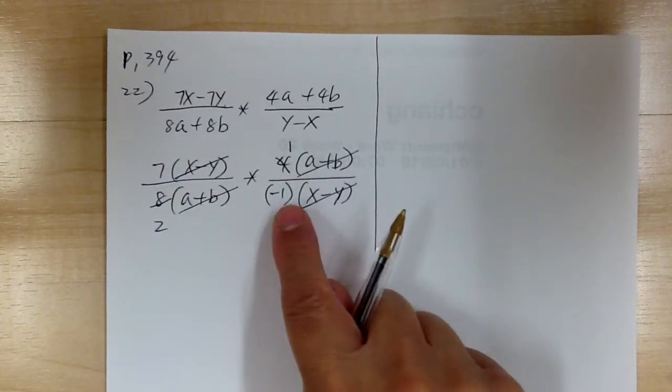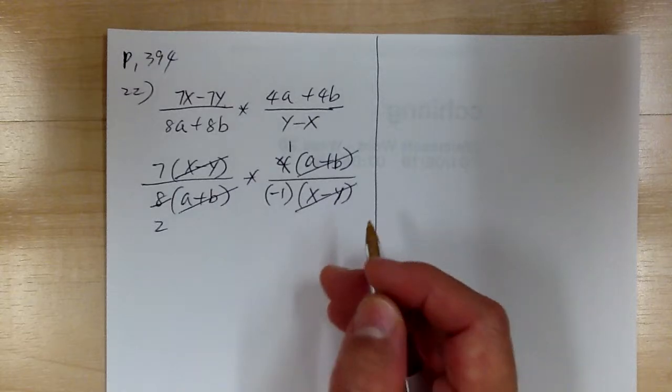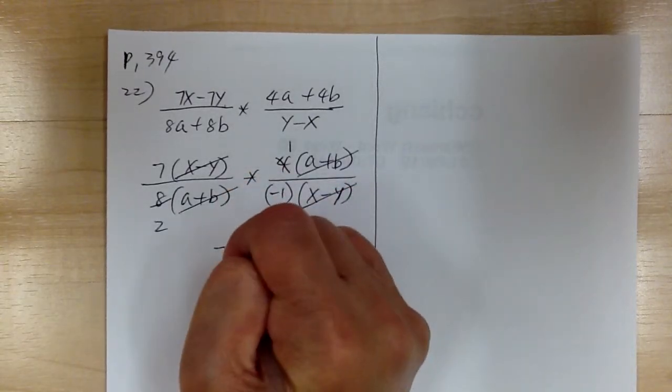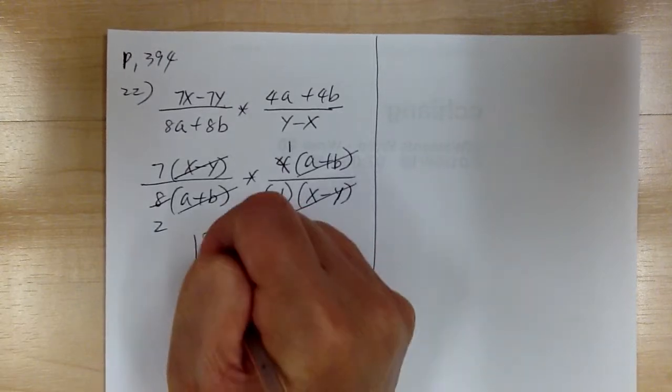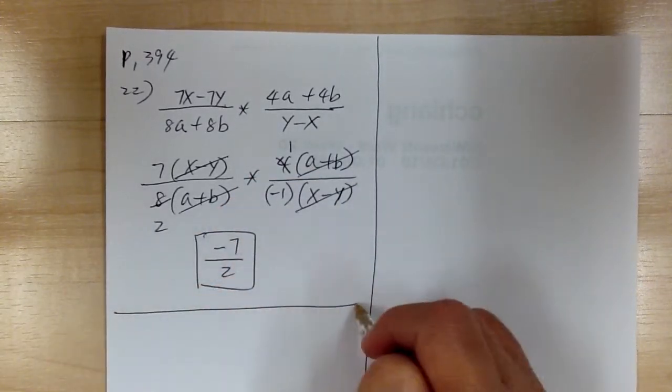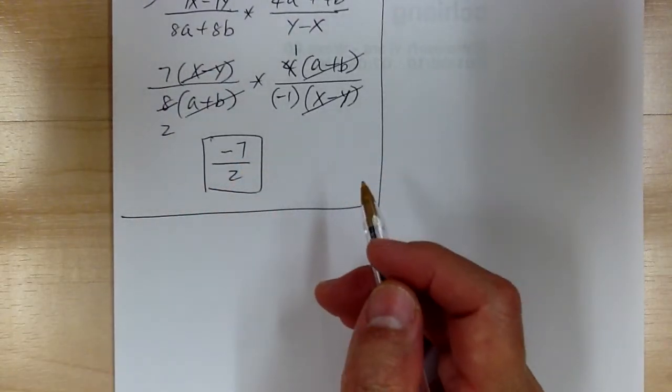Now when you have a negative, the negative can go on the top, the middle, or the bottom. It doesn't matter. Normally you want to put it on the top. So go negative 7 over 2. Now leave it as an improper fraction. Don't waste your time trying to make it into a mixed number. Just leave it, that's fine.